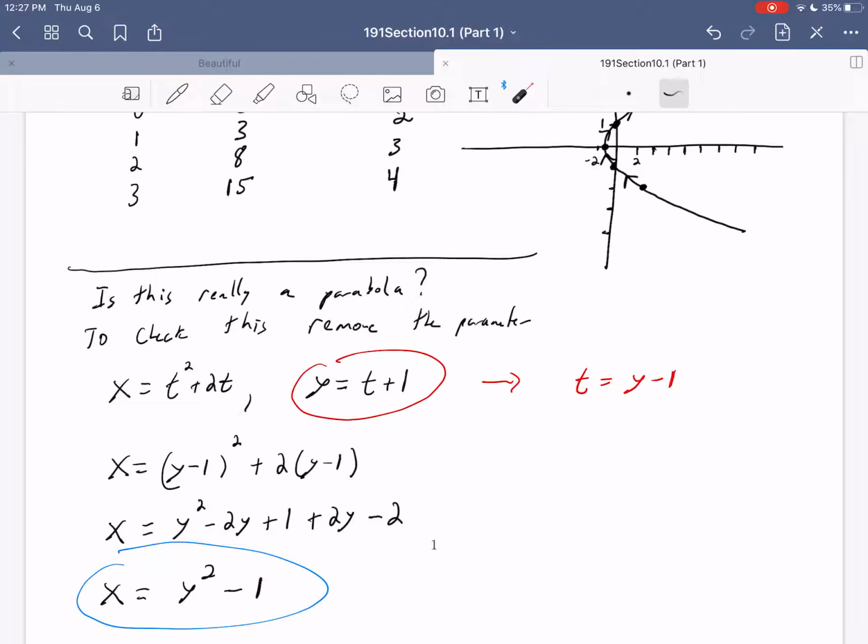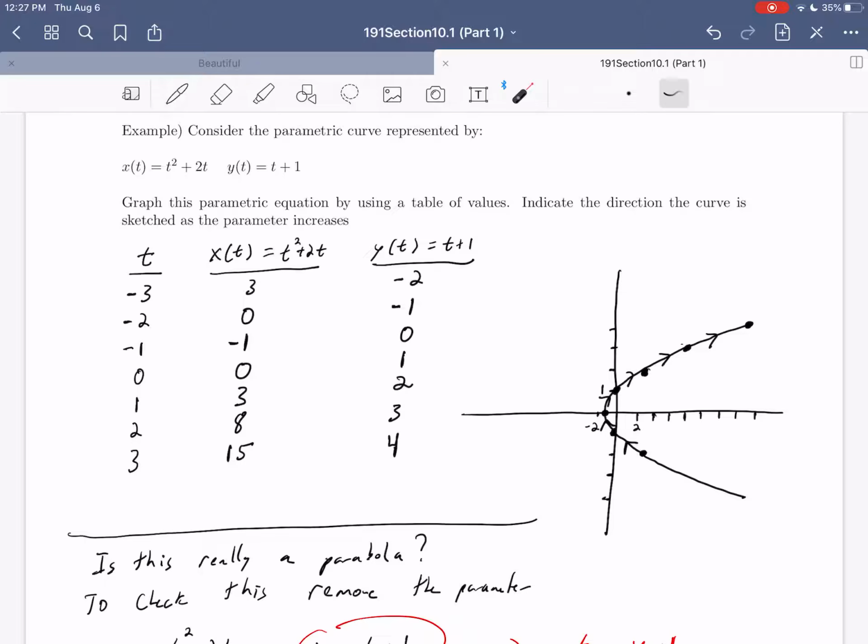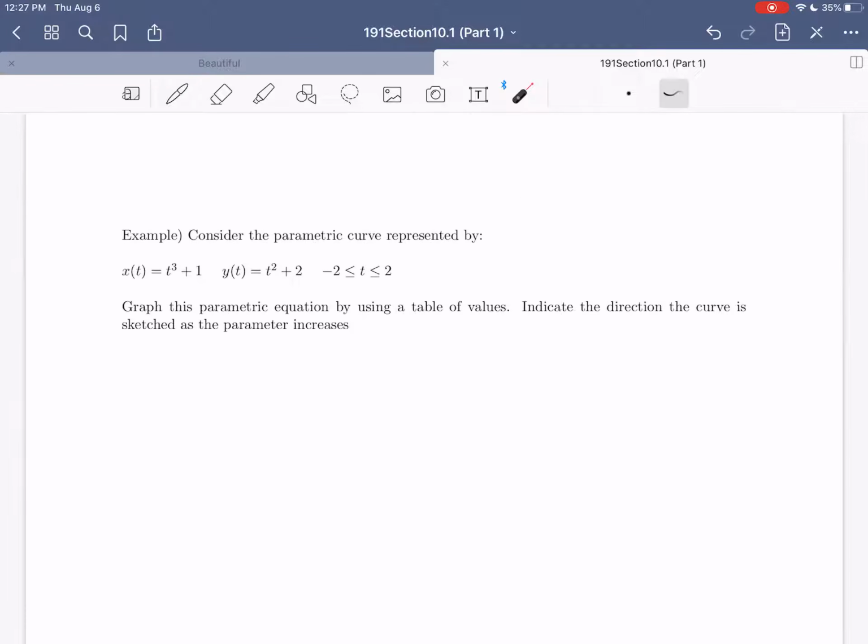All right, so this was just a warm-up example showing you guys how to make use of a table of values approach, choosing different values of t, getting values of x and y, plotting those with that additional piece of information of making sure we sketch how the curve is traced out as the parameter increases. All right, let's take a look at a second example just to make sure we're very comfortable with this basic idea of graphing parametric curves.